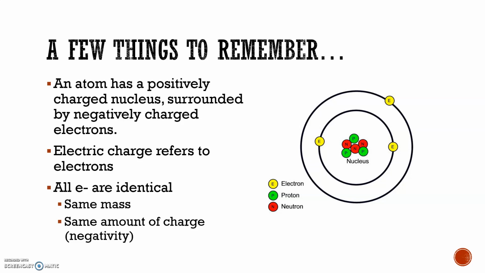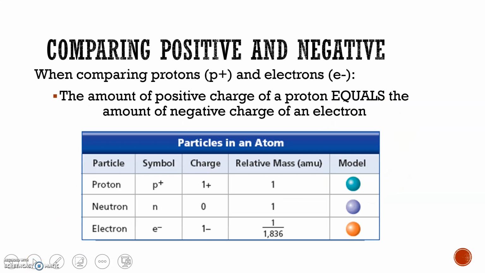In the atom, there's a positively charged nucleus because it has the protons and the neutrons. Then around the nucleus are the electrons, which are negatively charged. We're going to look at how they affect each other. When comparing protons and electrons, the amount of positive charge of a proton is equal to the amount of negative charge of an electron. So if you have the same number of protons as electrons, you'll have a neutral charge.